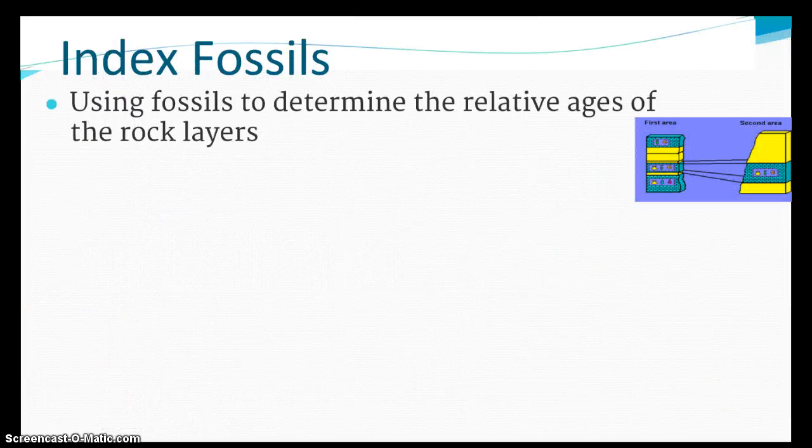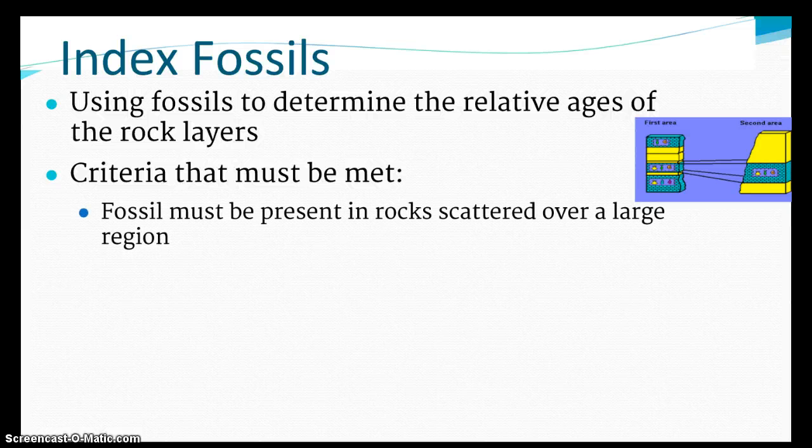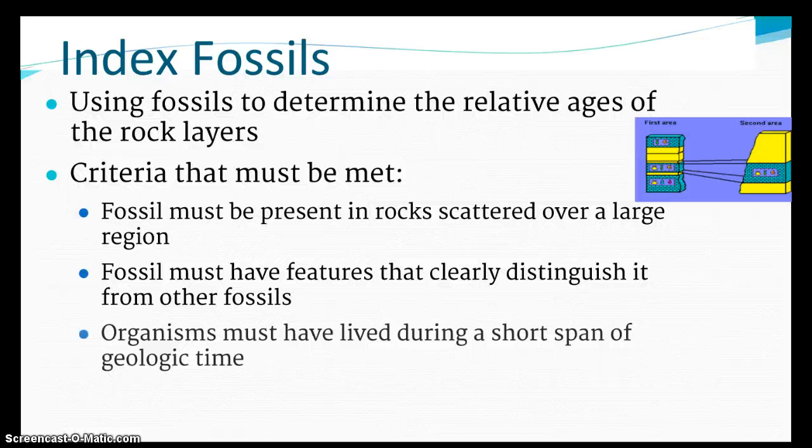Index fossils are basically using fossils to figure out the relative age of rock. So some criteria that has to be met are that the fossils have to be present in rocks scattered over a pretty large region, so maybe in the Grand Canyon and then over in Moab, Utah. The fossil must have features that really distinguish it from other fossils. And the organism must have lived during a relatively short span in geologic time.